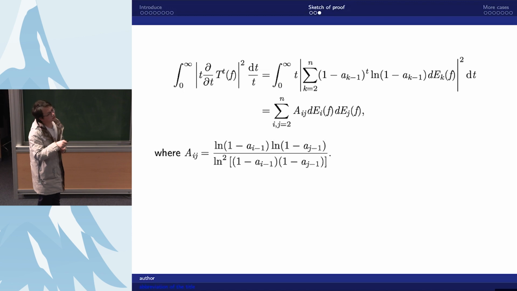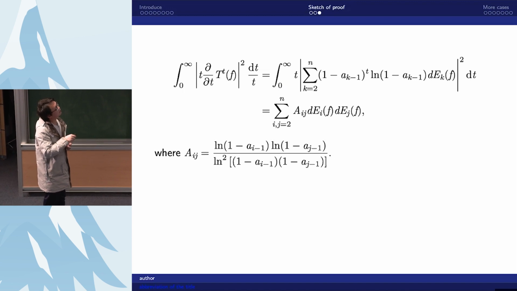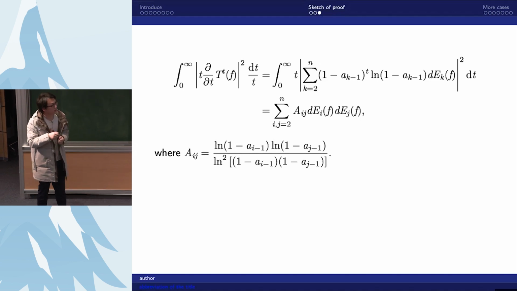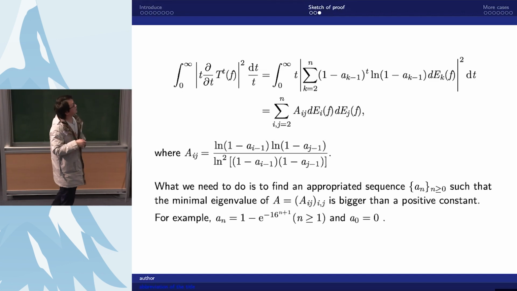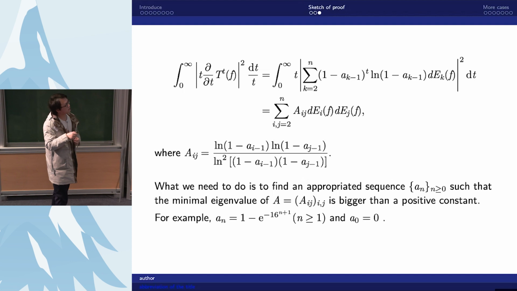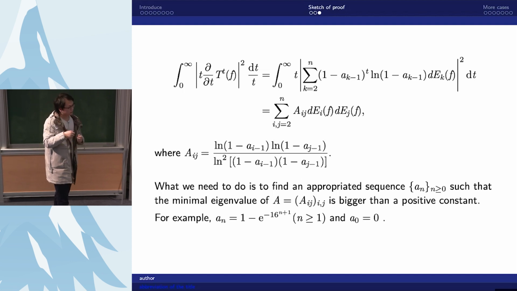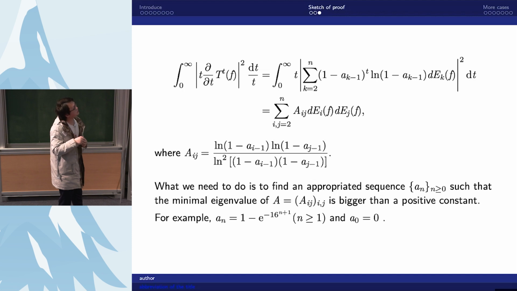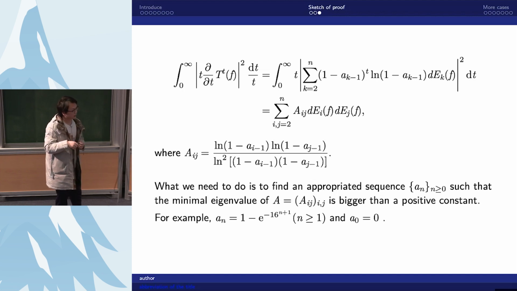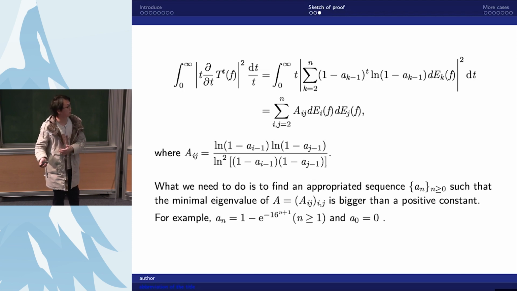This is a quadratic form, and Aij is log(1 minus Ai minus 1) times log(1 minus Aj minus 1) over the square of log((1 minus Ai minus 1) times (1 minus Aj minus 1)). This is a symmetric matrix. What we need to do is to find an appropriate sequence An such that the eigenvalues of such a matrix Aij have a universal upper bound and a universal lower bound.